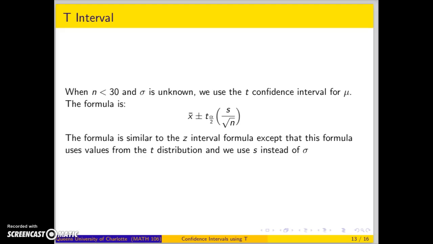Okay, so here's the formula for the t interval. The two differences again are that we use t instead of z, and since we don't know sigma, we put in s for sigma.